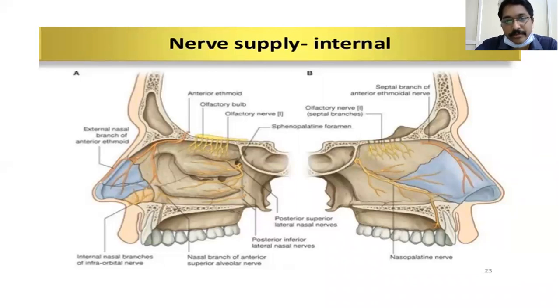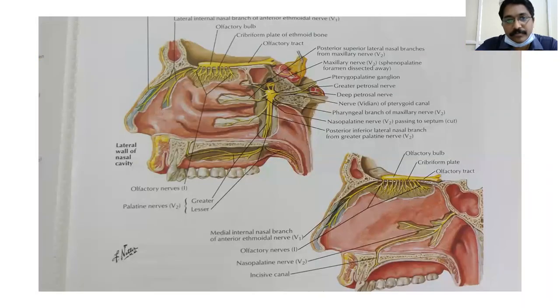This is regarding nerve supply. One thing I forgot to tell you. What is this? This is the olfactory nerve. It supplies the upper, superior part of the nose. The same thing showing, this is the olfactory nerve.